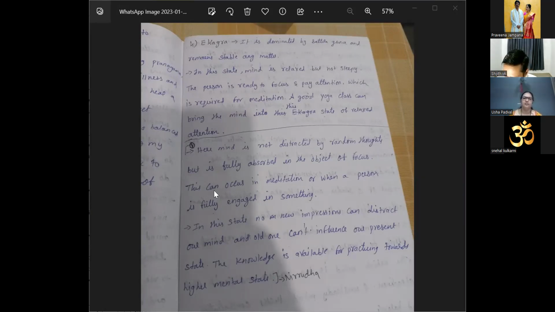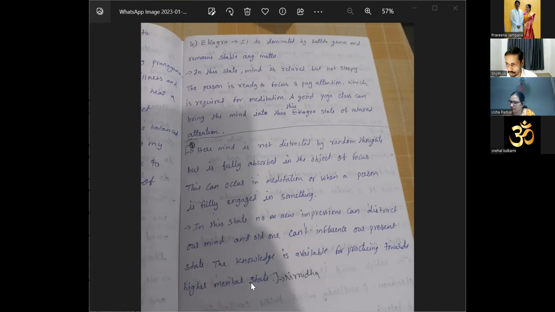This can occur. In this state, no new impressions can distract our mind, and the old cannot influence our present state. The knowledge is available for practicing towards a higher mental state. Here, in this state, new impressions, or what we call samskaras, cannot affect you or distract you, and the old, whatever you have in the mind, cannot influence you because you have overcome the state.